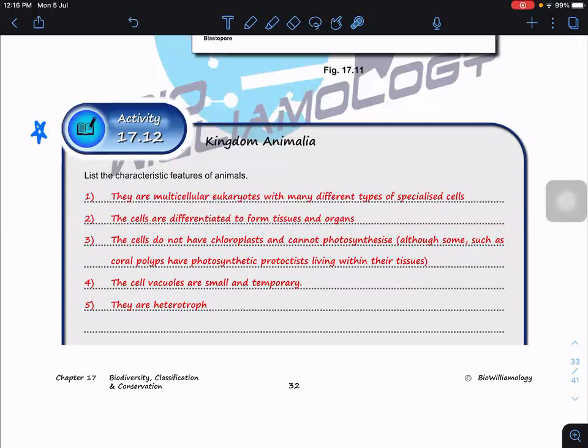The cells do not have chloroplasts, and we cannot carry out photosynthesis. But some coral polyps can carry out photosynthesis, not because they do it themselves, but because they have protoctists living within their tissues. So basically it's a symbiosis. We learned about symbiosis. Those organisms actually live inside. So it's not like the coral is the one that carries out photosynthesis, but the photosynthetic protoctists that live within their tissues. The cell will have a vacuole, but small and temporary, and we are heterotrophs. As I said, we can't synthesize.